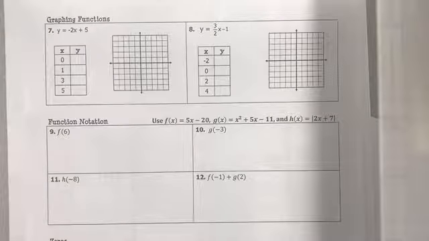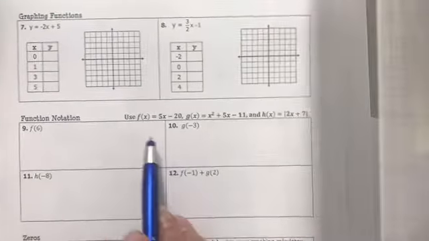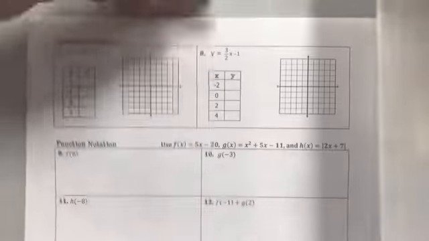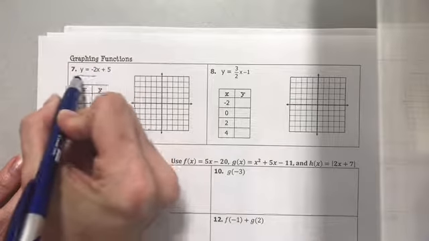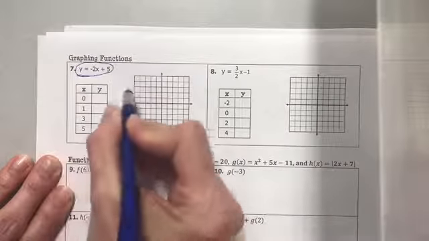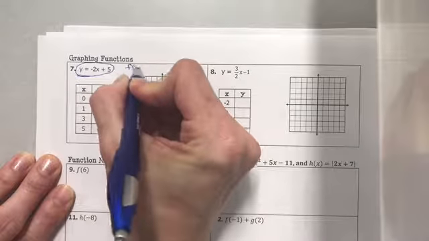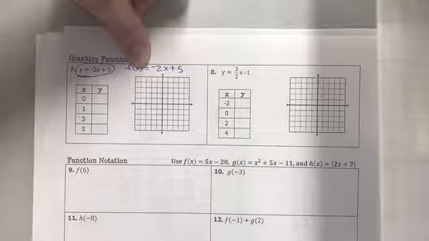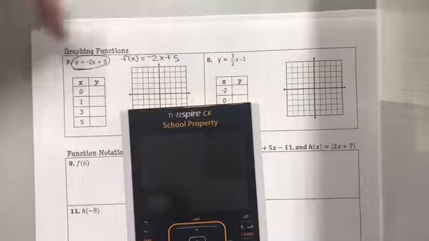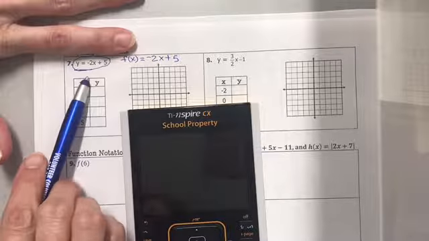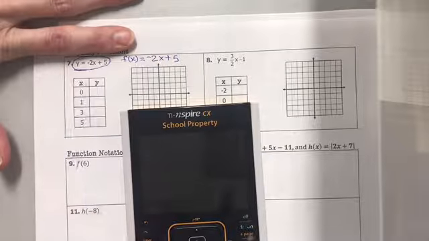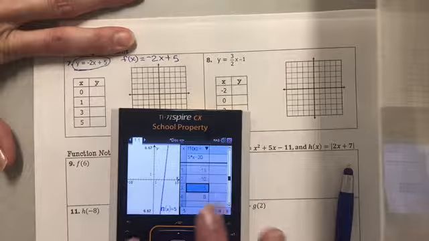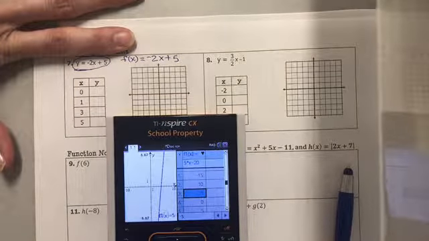Okay, for number 7 and 8, if your equation is in the form of y equals or f of x, which is the same thing, f of x equals negative 2x plus 5, then what you can do is go to your graph page. Now, nowhere does it tell me that I can do that, but if you're in my class and you use the TI-Nspire CX, then you can let the calculator do most of that work for you.